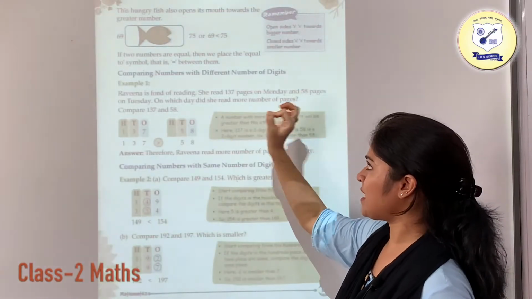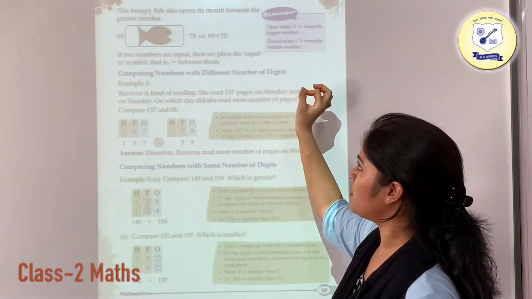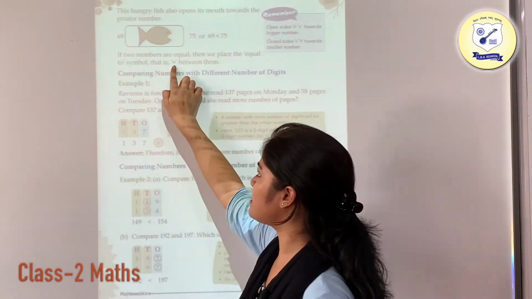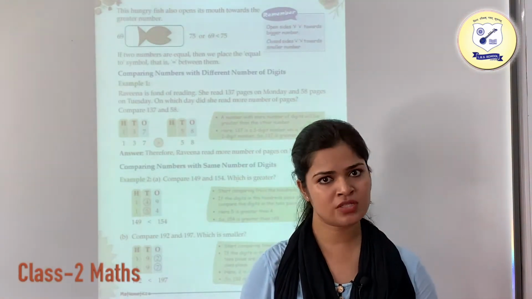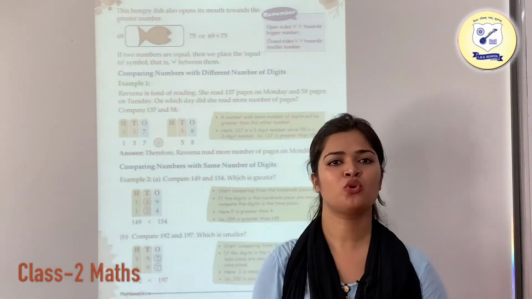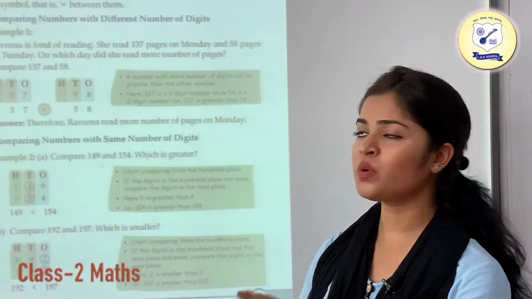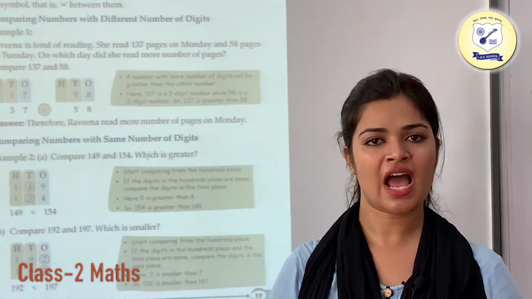If two numbers are equal, then place the equal to symbol, that is this. You are just going to put 2 dashes for that equal to symbol if you have the same numbers on both sides. So now we are going to compare numbers that have different digits.